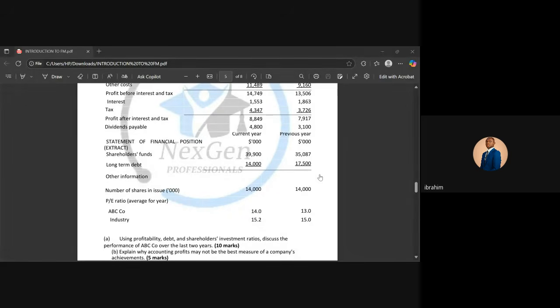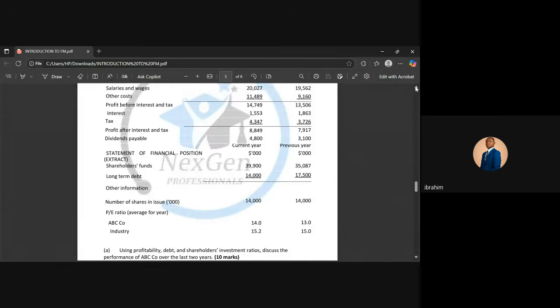Just check from the question which one of these investment ratios you have been given from the financials. They can't give you everything. You just take from the financials which one of these investment ratios you can use. We have the earnings per share, dividend per share, there is dividend yield, there is earnings yield. Just check from the financials.